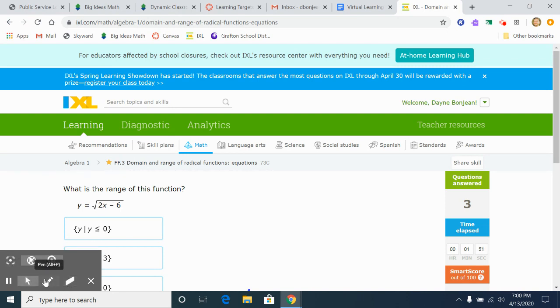So guys, what you can see here is in order to graph square root functions, we have to be able to find domain and range. So that's why we're going to practice this today. Again, let me know if you have any questions. Otherwise, I will talk to you guys tomorrow.